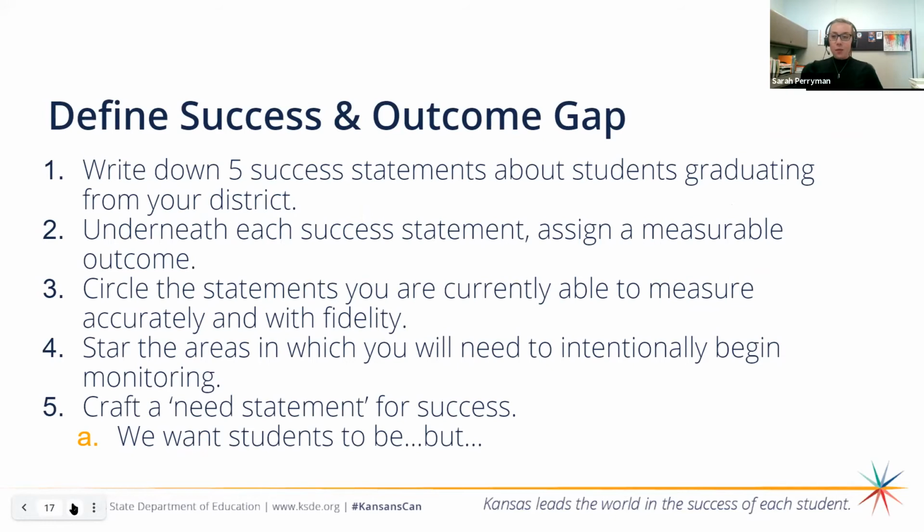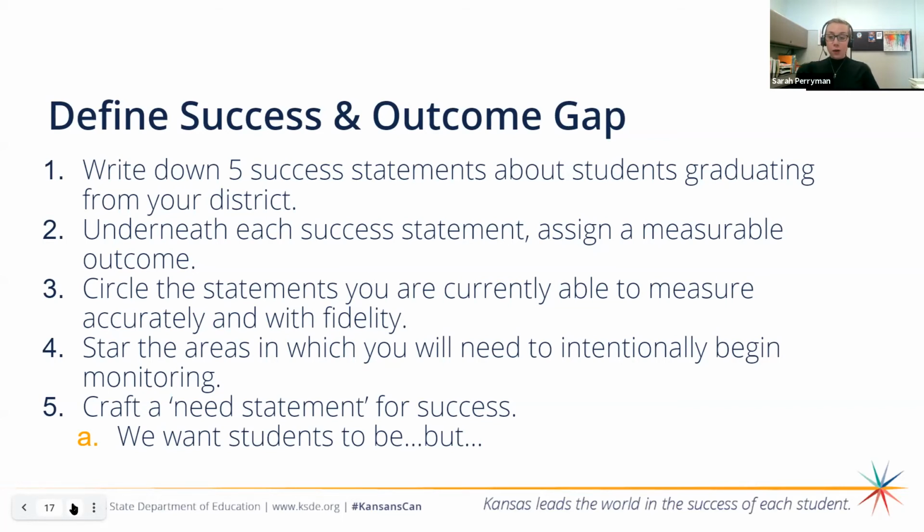We'll start by writing down 5 success statements about students graduating from your district, or if you're in elementary school, you could even think about students leaving your school. You know that this student is a successful Westwood graduate when what? Write down around 5 success statements. A student is successful when. And then you're challenged with reviewing those statements and thinking about how will I measure this? If I want my students to have success, I'll know that I've helped them achieve it when.